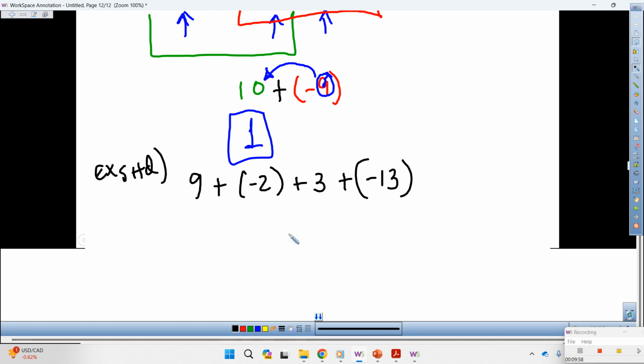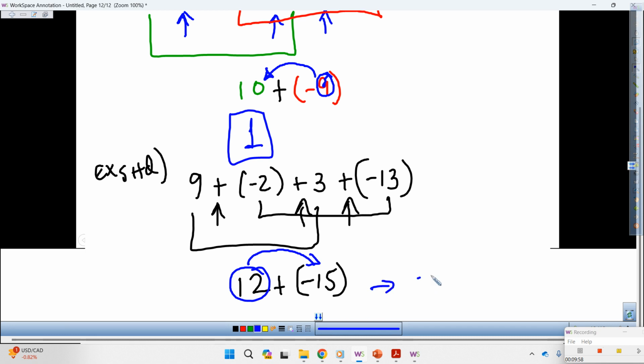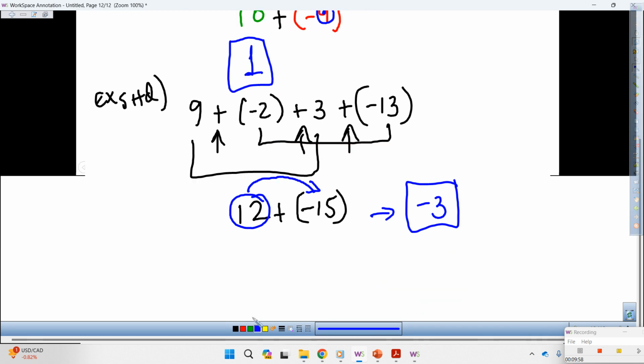All right, here we go. Do we have addition all the way through? Yes, yes, and yes. Okay, 9 plus 3, that is 12. Plus -2 and -13, that's -15. Now, looking at the number by itself without the sign, which is the smallest number? The 12. Can 12 positives cancel 12 negatives? Yes, and that leaves us with -3. Hands up if you got that. All right, we're getting there. Let's do another one. Here we go.